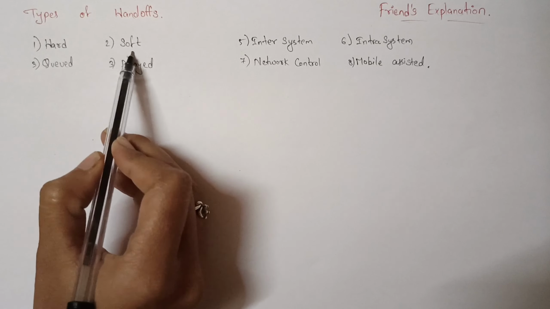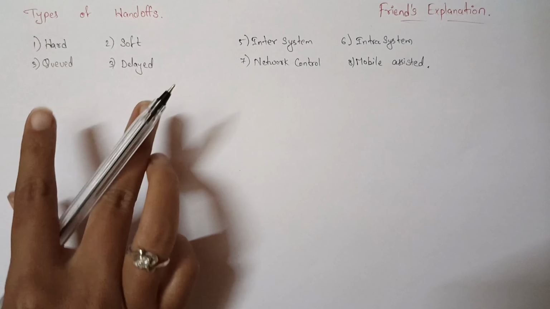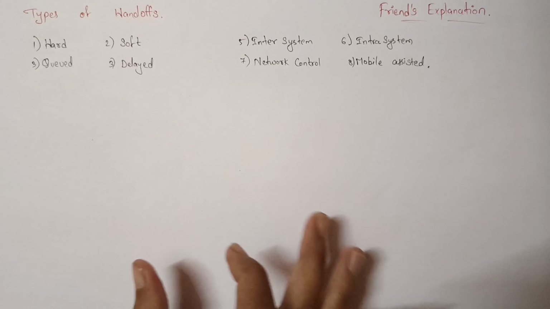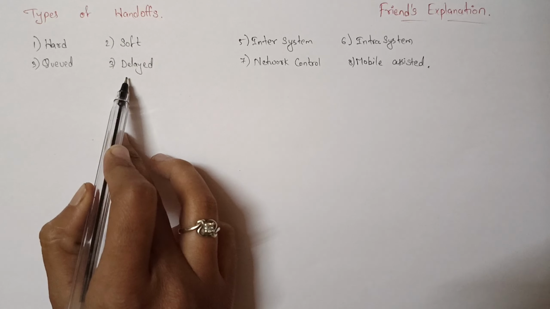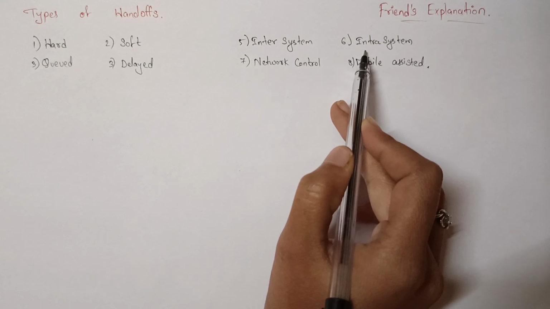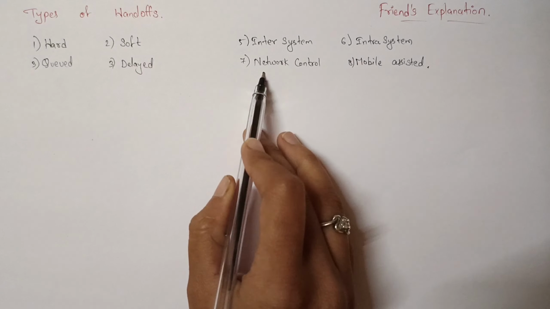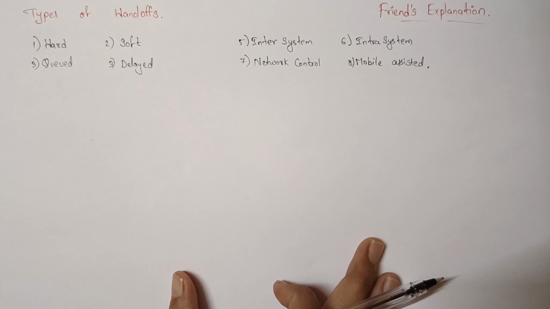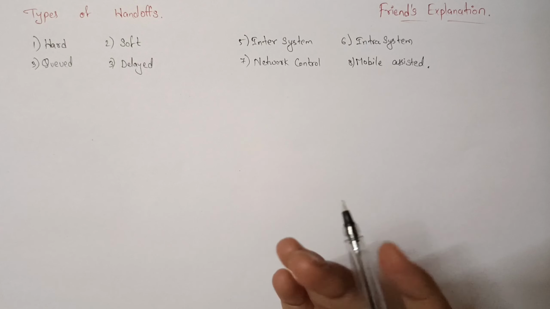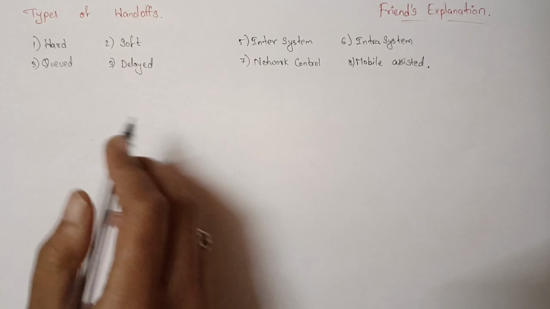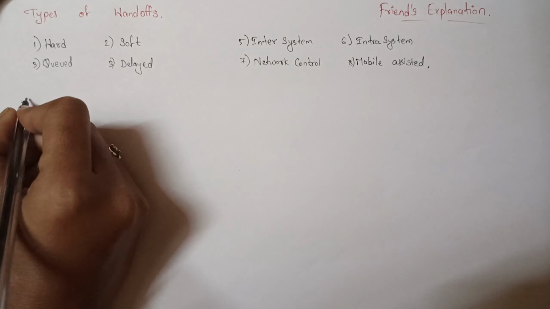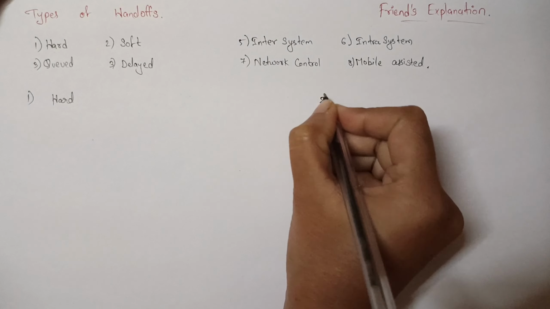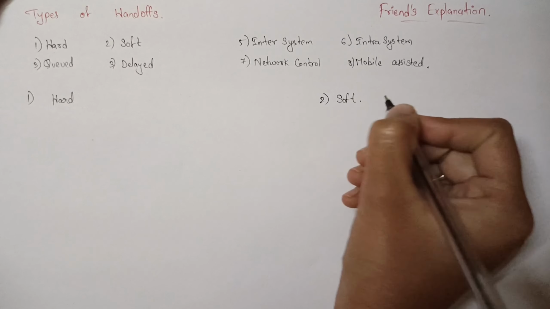For example, hard and soft handoff, we will compare both of these handoffs and we will see all the details about it. Again, we will compare queued and delayed handoff, we will compare inter and intra system handoff, we will compare network and mobile assisted handoffs, and we will see what are the details associated with these types of handoffs. So let's start with the first one, which is hard and soft handoff. First is hard handoff and the second is soft handoff.